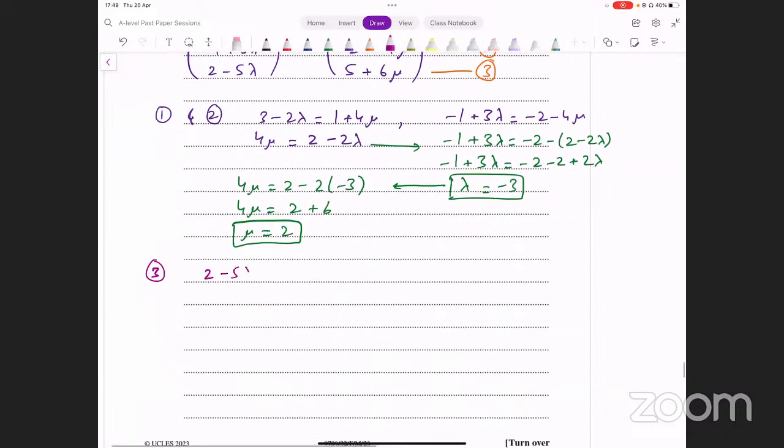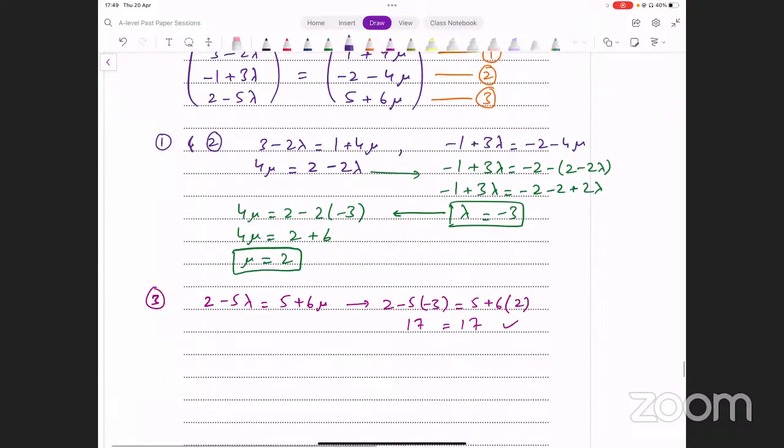The third equation is 2 minus 5 lambda equals 5 plus 6 mu. इसमें अगर आप ये values of lambda और mu input कर दें तो हमारे पास क्या आता है? 2 minus 5 into -3, that equals 5 plus 6 into 2. Let's see what we get from that. 2 plus 15, that's 17. On the right side, we have 5 plus 12, that's also 17. That means the third equation is also satisfied, which means these values should be correct. And the two lines intersect when the values of lambda and mu are -3 and 2 respectively.